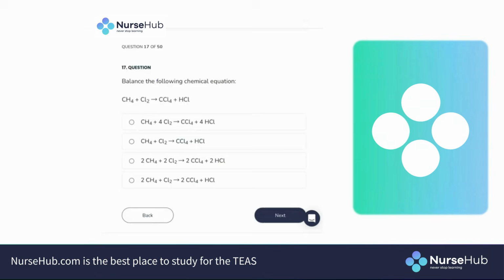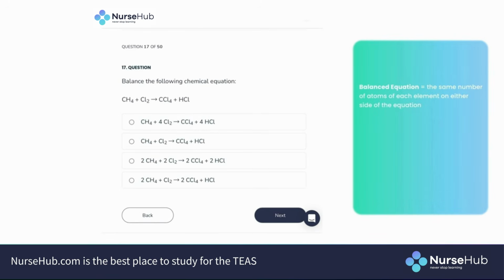All right, question 17 asks us to balance a chemical equation. Let's go ahead and have a look at this one together. We go through the entire process of how to balance equations, what you need to do in order to do that successfully. The first thing you'll want to do is add up the number of each type of atom. So we see here we have carbons, hydrogens, and chlorine. Okay, so let's add up the carbons on the left side, or the reactant side of the equation.